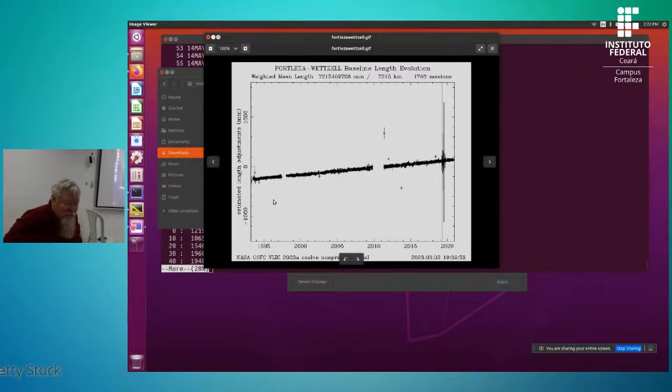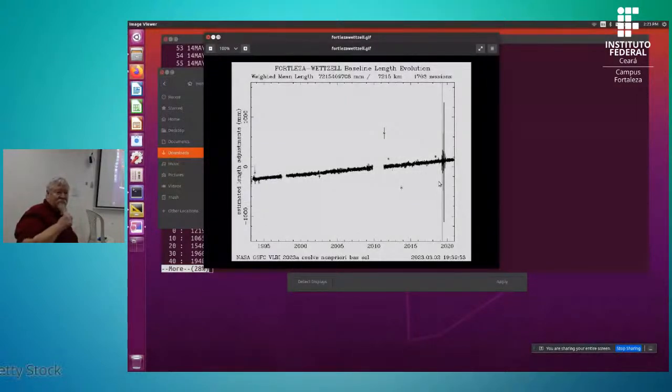So it's nice to see how linear this is. Right now I have this slope here, and if I take out the slope and look at this, what you'll find is that there are seasonal variations in the baseline length. And the seasonal variations are on the order of 10 millimeters. And those are not entirely understood, what causes them. What's the period here? A year. The largest period is a year.